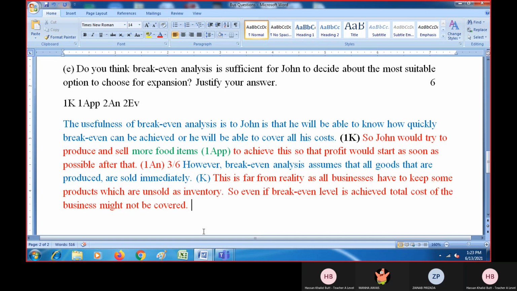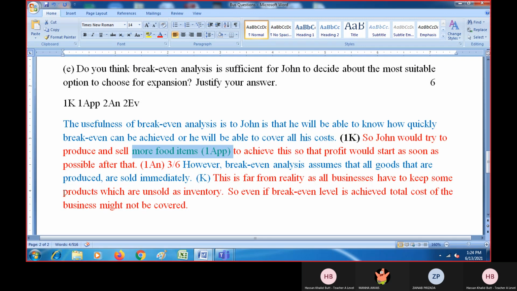You are absolutely right. But you know that we have already gained one mark for the application right there. But you can add application. So I will add another application there so that you can come to know how to use it in the development of a point, although we have gained one mark for that. So I'm now including application inside the development. So it's written, this is far from reality as all businesses have to keep some products.